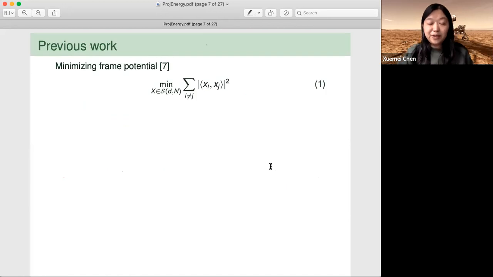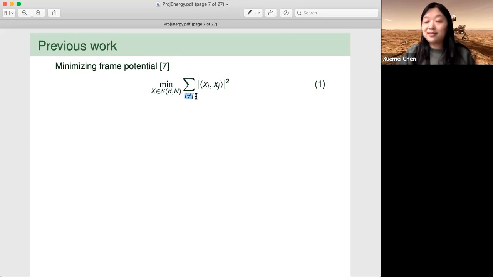Then let me talk about other works that point in this direction. The first would be minimizing something often called the frame potential. You get a frame, or we can call it a point configuration, maybe better here for this talk. You get a set of capital M points, and then you compute the pairwise inner products squared, and then you sum up. You don't have to sum up the diagonals.